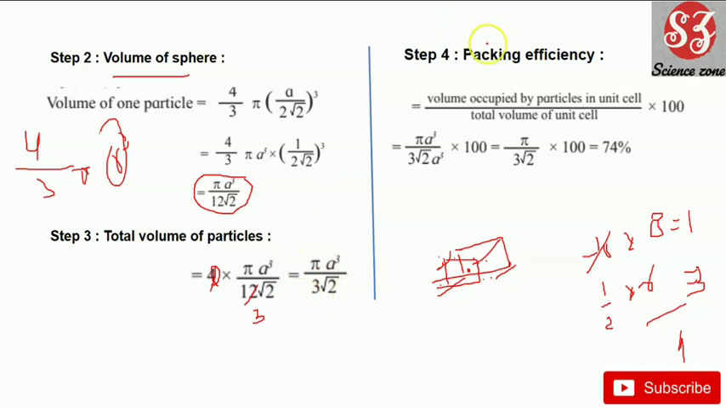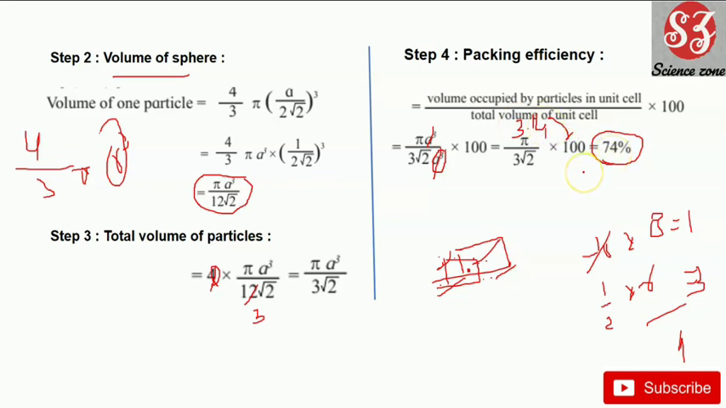Now, packing efficiency. So the volume of the total particles in the unit cell divided by the total volume of the unit cell. So it becomes 4 into pi A cube divided by 3 into root 2 and A cube. A cube is the total volume of the unit cell. If you solve this, A cube gets cancelled, you are left with pi divided by 3 into root 2 into 100, and you get the answer 74%. Pi is 3.142. So the packing efficiency in FCC is 74%.